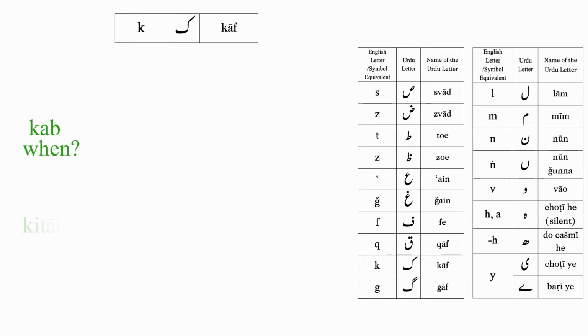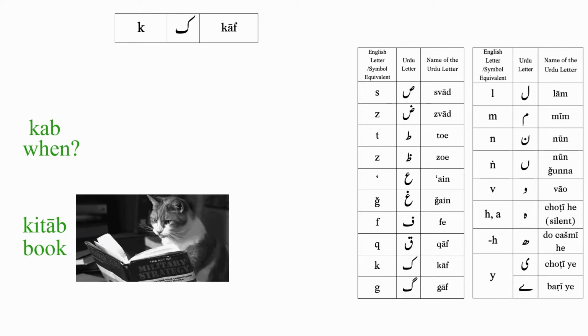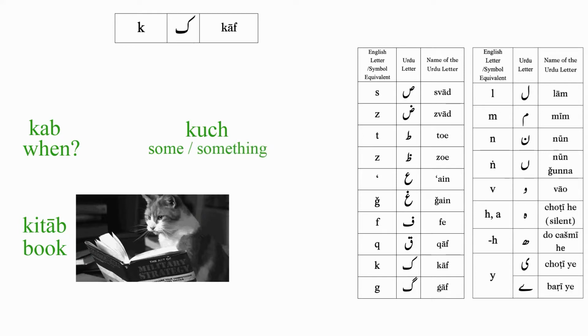Then we have kitab. Kitab, which means book. And finally, we have kuch. Kuch means some or something. So, kab, kismat, kitab, qimmat, qarib, and kuch all have that same K sound. So you'll just need to be extra attentive when learning how to spell them.